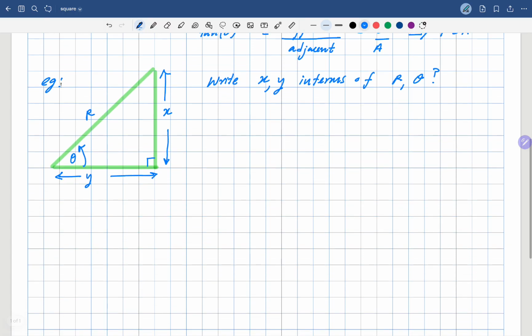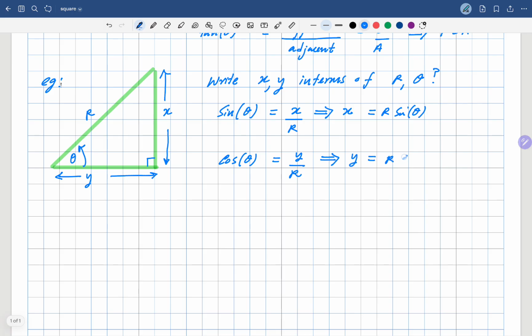So what we do is, to find X, we define sine theta. So that is going to be X divided by R, opposite divided by hypotenuse. So from here you make X the subject, and that X is going to be R sine theta. Similarly, cos theta is Y divided by R. So Y is going to be R cos theta. So what we did was we cross multiplied this in here. So that way you can isolate X and Y.